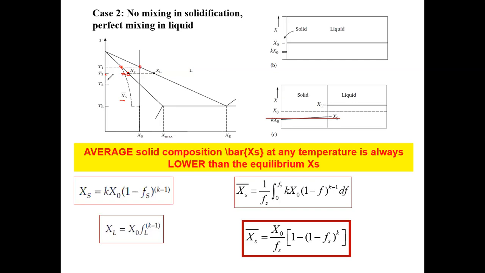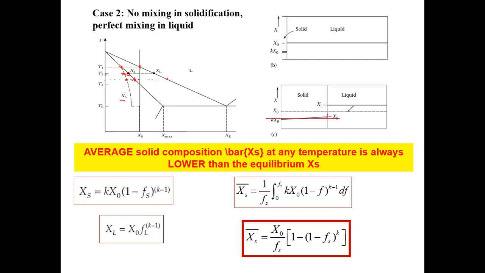Okay, so I can always keep doing this at a lower temperature. If you look at the equilibrium composition of the liquid, you're going to get here, and the equilibrium composition of the solid, you're going to get here. But your actual solid composition, which is the average over the entire solid region, is always going to be lower than the equilibrium, because the equilibrium value is the highest composition within the entire solid bar. If you do an average, you get a lower value, so you can never reach the equilibrium value. The average is always going to be lower.